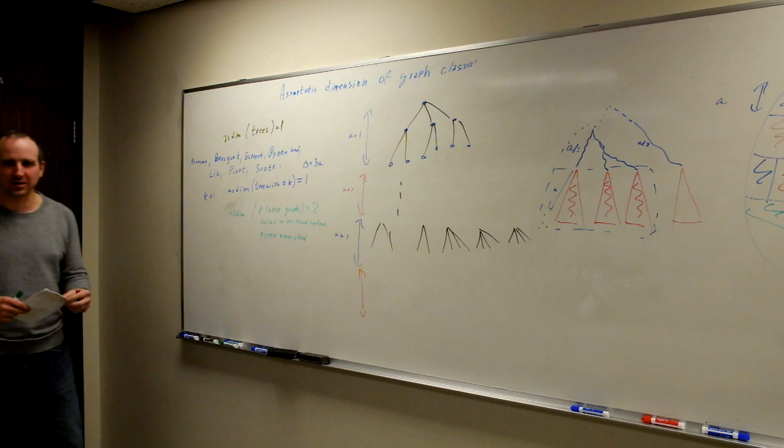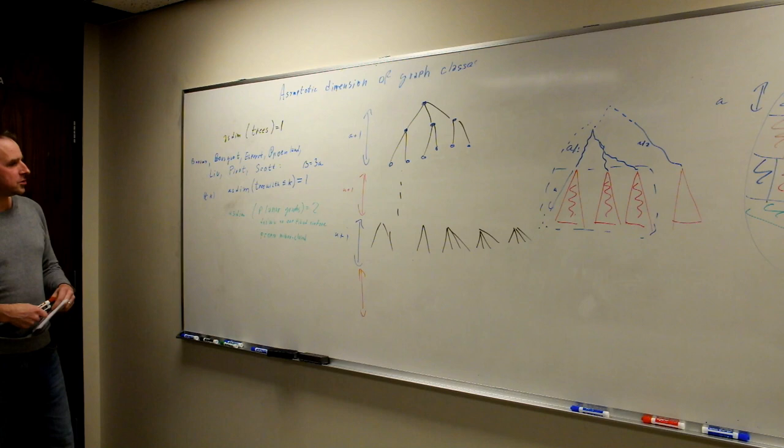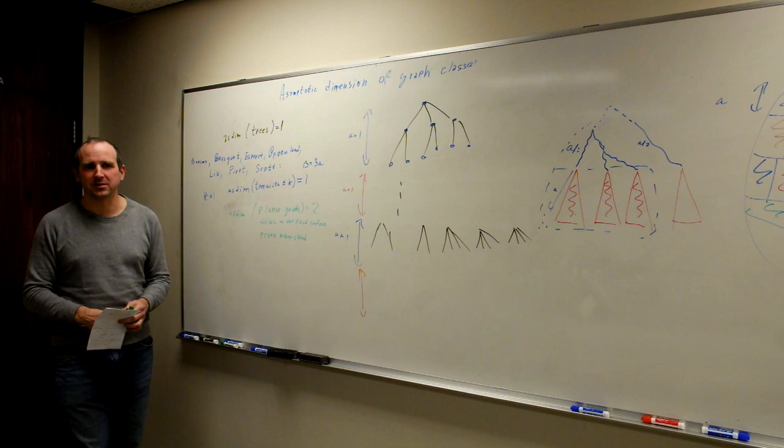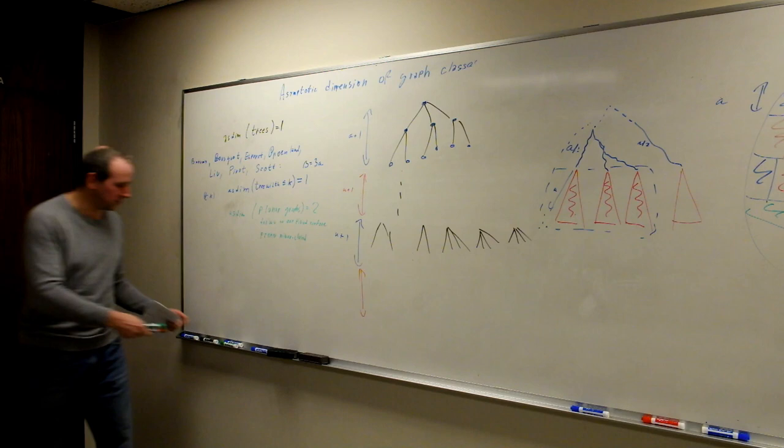Let me tell you a couple more results. So, what are graph classes which don't have small asymptotic dimension? It's easy to see that if you take the class of all graphs, it will have an infinite asymptotic dimension, unbounded asymptotic dimension, but that's not very interesting.